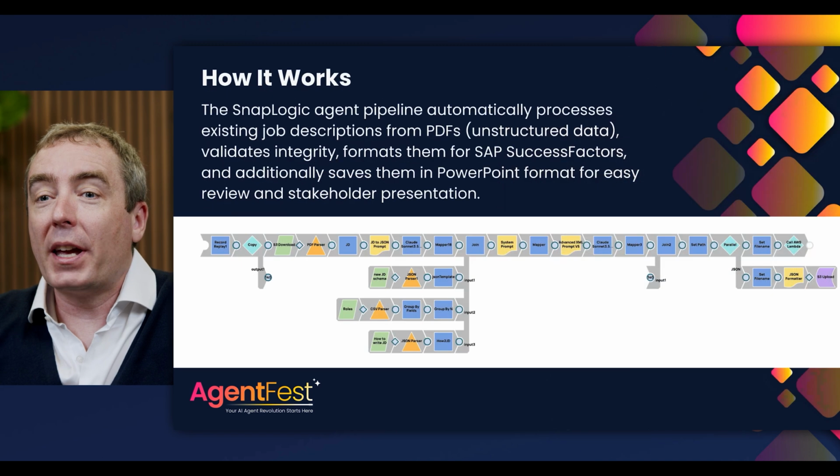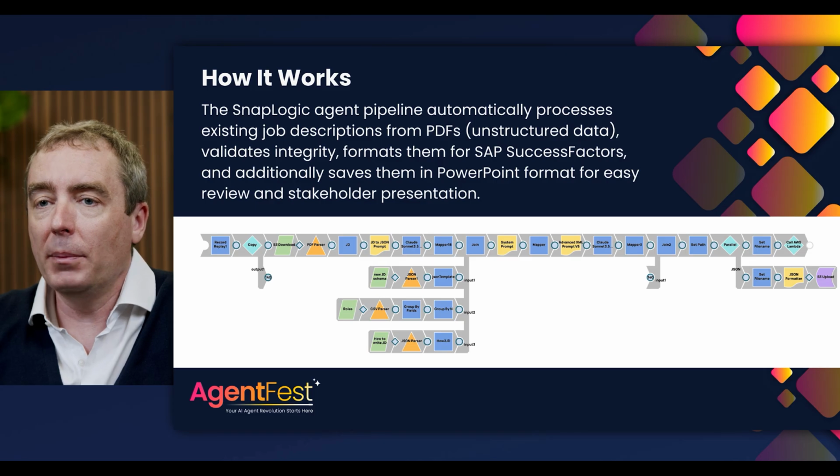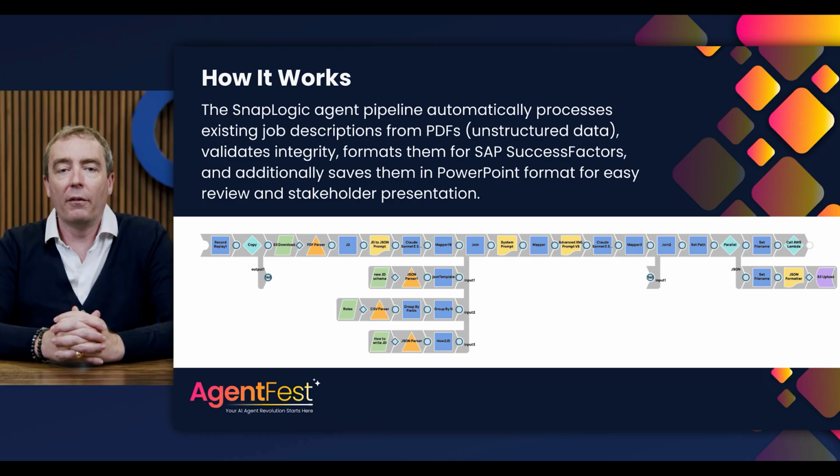So remember, SnapLogic AI agents are the same pipelines that you're already familiar with, and what we put in place at Accor Plus was a pipeline that could process existing job descriptions, ingesting them from PDFs, so unstructured data, validate that format, put it all together for SAP SuccessFactors, which was a tool that Accor Plus HR was using, but also save them out as PowerPoint decks, which are easier to access for review and stakeholder presentation.